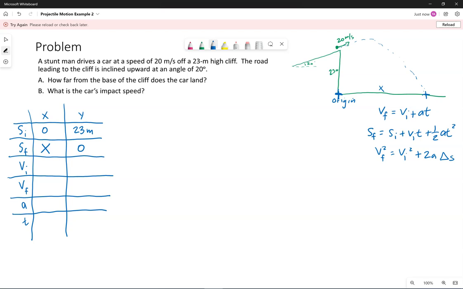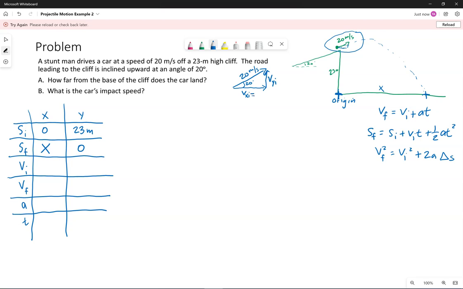V initial. All right, this one, since the car is traveling up this road that's inclined at 20 degrees, this initial velocity has X and Y components. I'm going to draw it a little bigger over here. We're told the car's traveling at 20 meters per second, but the car is traveling in the direction the road was headed in, which was inclined upward at an angle of 20 degrees. So there is an X component of velocity initially, and there's a Y component of velocity initially.